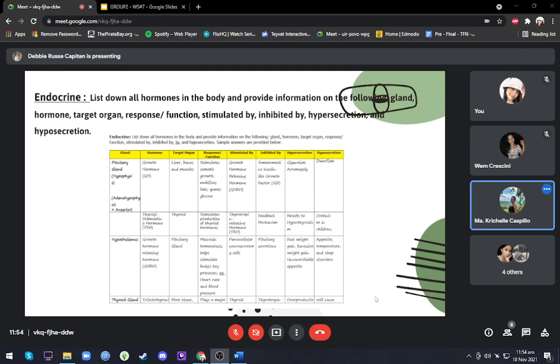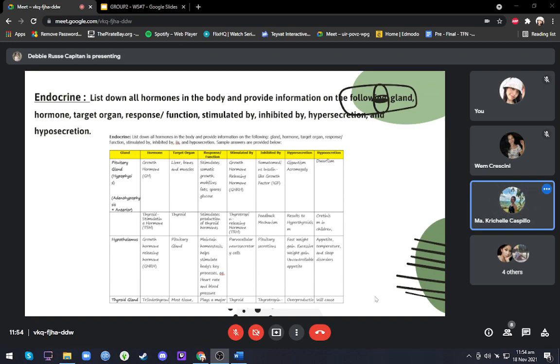Hypothalamus, growth hormone releasing hormone. Pituitary gland, maintains homeostasis, helps stimulate body processes, especially the heart rate and blood pressure. The parvocellular secretory cells, pituitary secretion, fast weight gain, excessive weight gain, uncontrollable appetite, appetite, temperature, and sleep disorder.